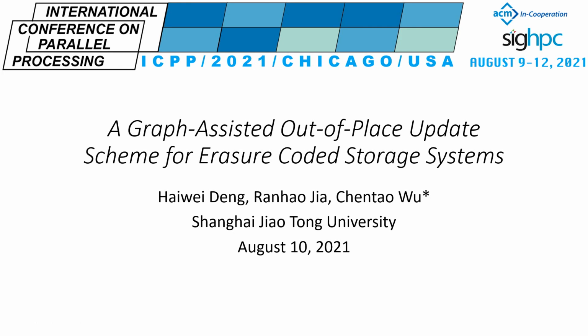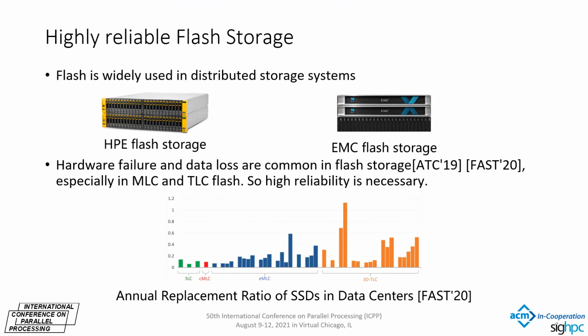Hello everyone. Today I will present a study we have done at Shanghai Jiao Tong University: a graph-assisted auto-place update scheme for erasure-coded storage systems. Nowadays, Flash has been widely used in distributed storage systems. However, hardware failure and data loss are common in Flash storage, especially in MLC and TLC Flash, so high reliability is necessary.